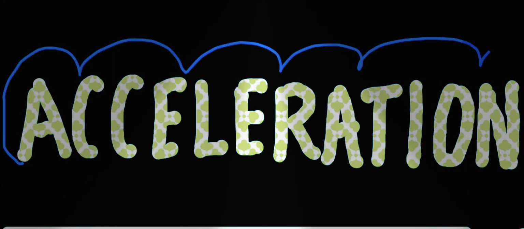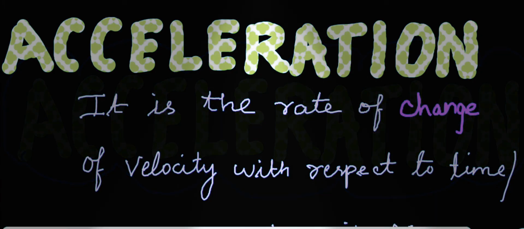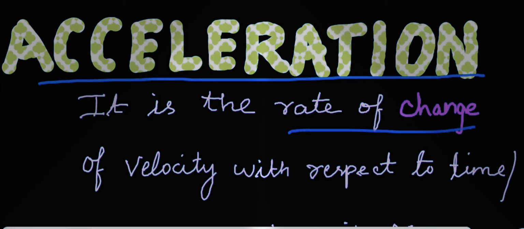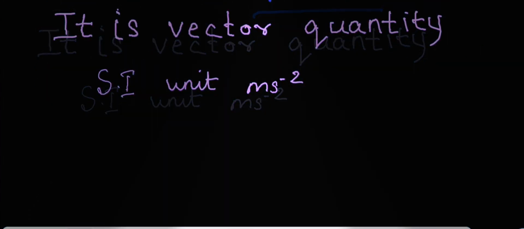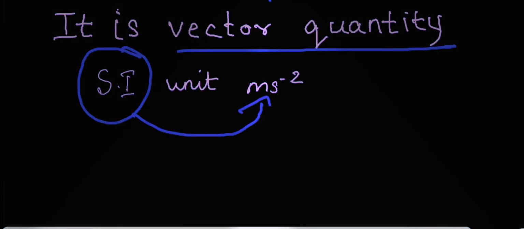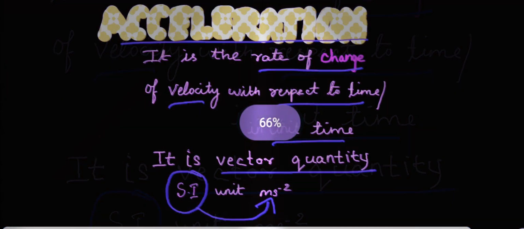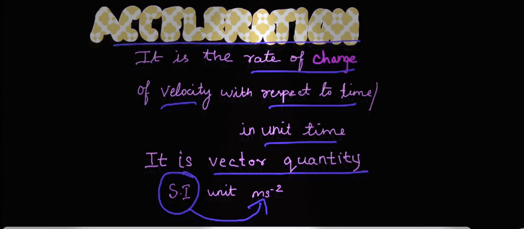Now let us learn acceleration. Acceleration has a close association with velocity. It is the rate of change of velocity with respect to time, or in unit time. So when the velocity changes, it produces acceleration. As it involves direction, it is a vector quantity, and the SI unit is meter second minus 2.